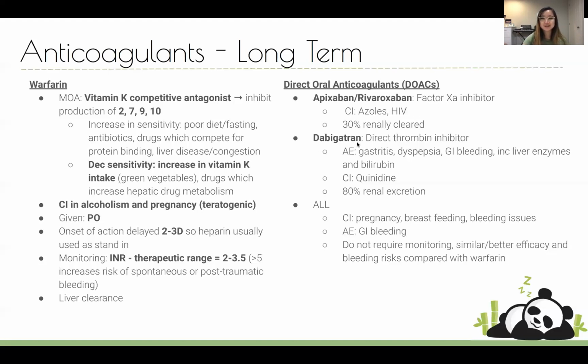Dabigatran isn't really used in Australia. I don't think it's that important, but it's a direct thrombin inhibitor, and there's 80% renal excretion, so they're kind of like, oh, what if they have renal disease? Like, use apixaban. It's also contraindicated in pregnancy, and they don't require monitoring. They've got similar or better efficacy than warfarin. So they're your go-to long term.